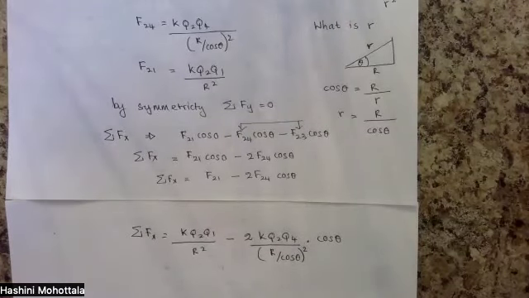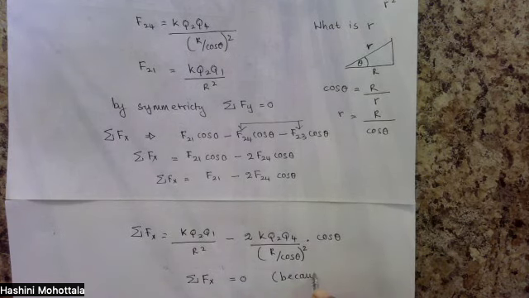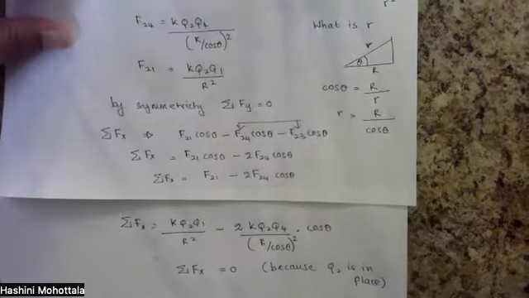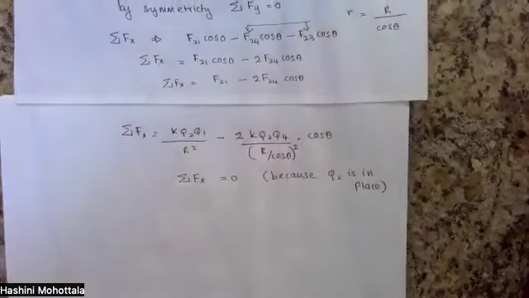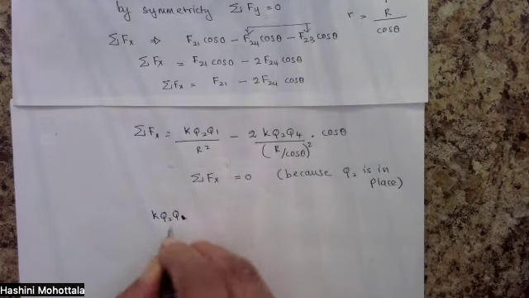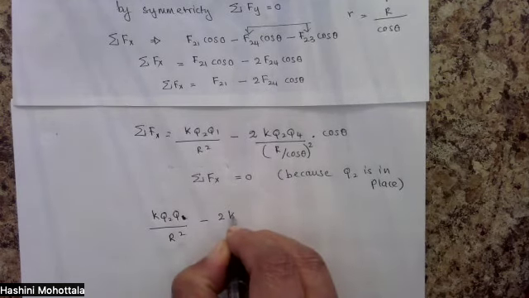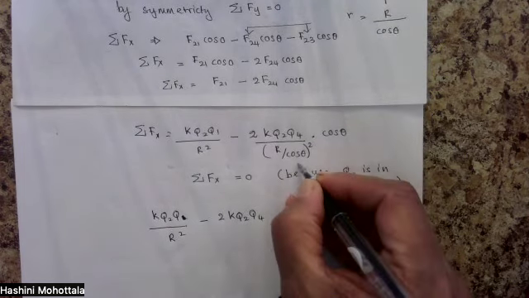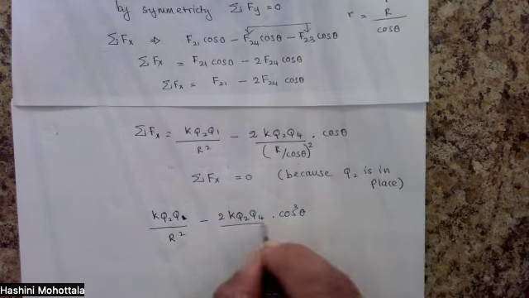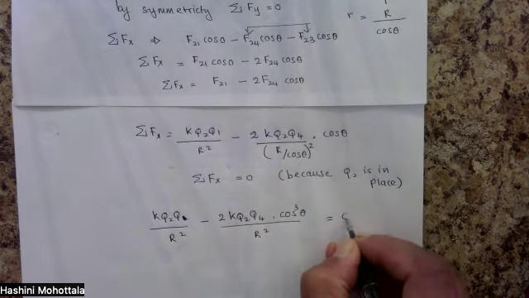This is direct substitution. I am setting the sum of Fx equal to 0 because Q2 is in place. Don't forget that. In place, no net force. So let's substitute: K Q2 Q1 over R squared minus 2 K Q2 Q4. Cosine squared theta in the denominator comes to the numerator as cosine cubed theta, and down here you have R squared. And that equals 0.